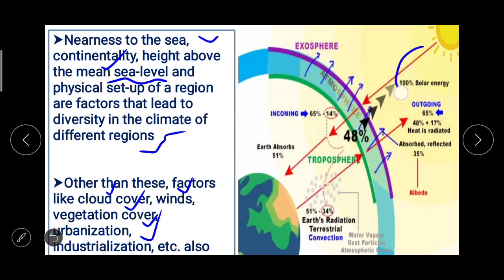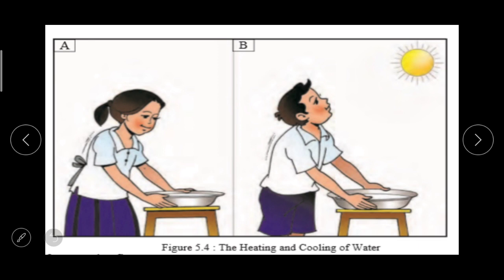Now here 100% solar energy in the figure you can see, but here earth absorbs 51% only. One more activity to understand the concept of temperature, and it is about the heating and cooling of water. So in this, what you have to do, this one is very easy and you can easily do at home also. Take two pots of the same size and fill them with water equally.